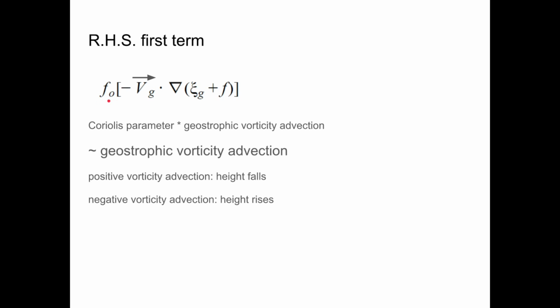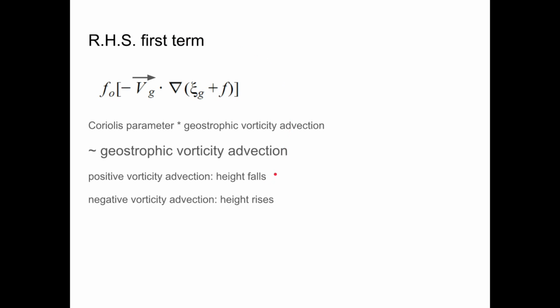And that's just going to be a positive number. So basically we're just looking at the geostrophic vorticity advection. So there's no other weird derivatives of this. It's a pretty simple term. And if we have positive vorticity advection, then we'd have a positive right-hand side.